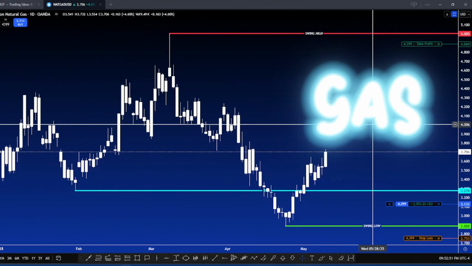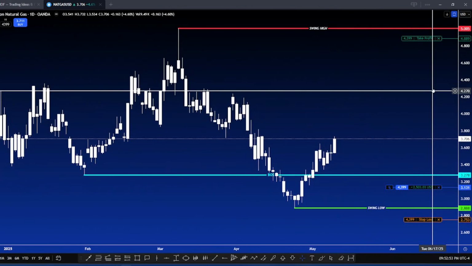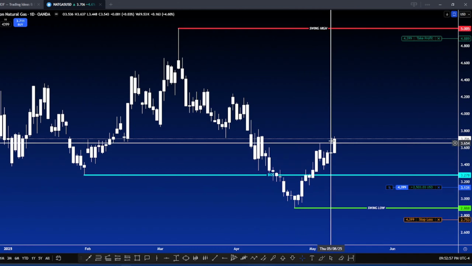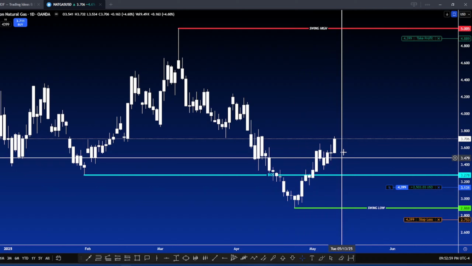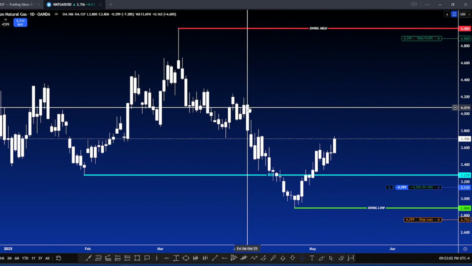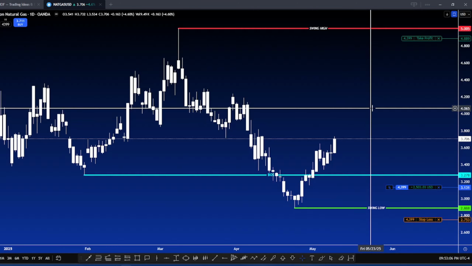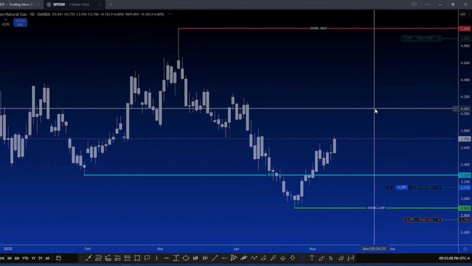All right, over to what is this? Gas, right? Natural gas. So again, you guys watched my watch list from last week. I told you guys I was buying it from the low. It's exactly what I did, and I'm up big time on natural gas. So still bullish, expected to get to these highs, possibly to my take profit, but definitely bullish on gas.